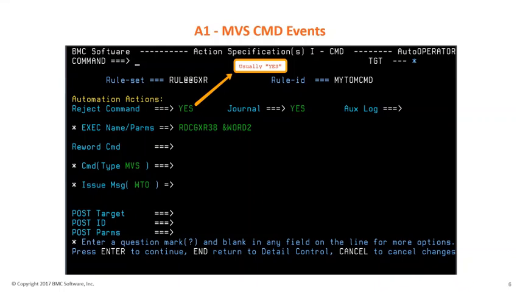In the command rule action specifications panel, we can tell AutoOperator how we want to handle this event. The first field is reject command, and typically you're going to set that to yes because the command that's being issued is not the command that you want processed by the system. So in this case, we're going to say reject command yes, but we also want to write the command to the journal, which is the AO journal or log. In this case, instead of running the command, we're going to invoke an exec, RDC GXR38, and we're going to pass it the second word of the command. And that's going to be issued instead of the original VA command that we had seen on the previous display.